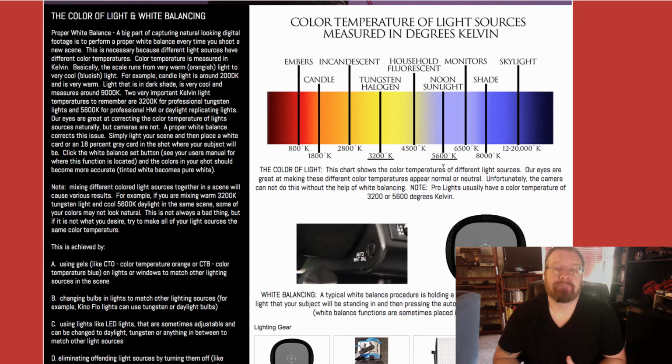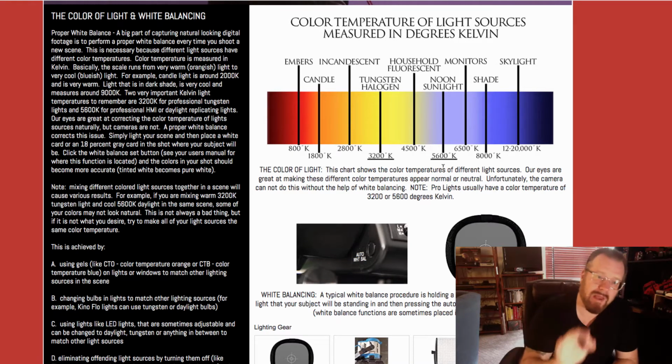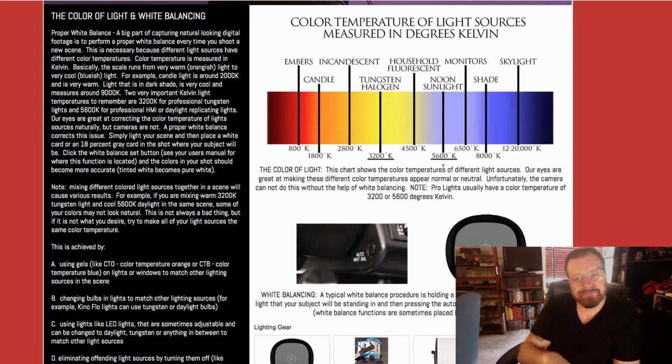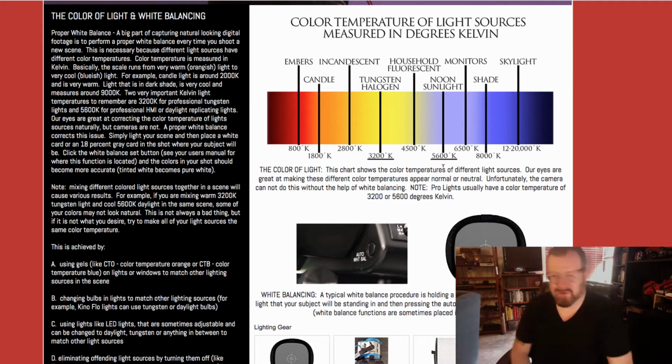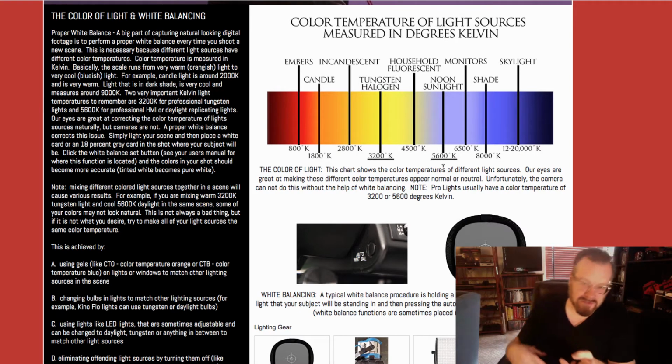Now this is a reason. Let's say if you balanced for indoor lighting, and then walked outside, the footage would look really blue. If you white balanced outside and came inside, it would look really orange.